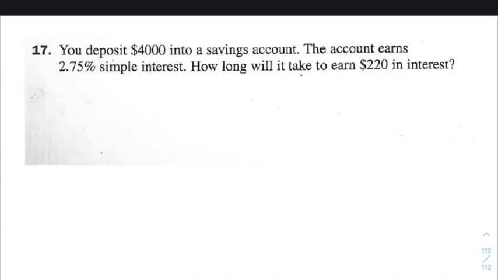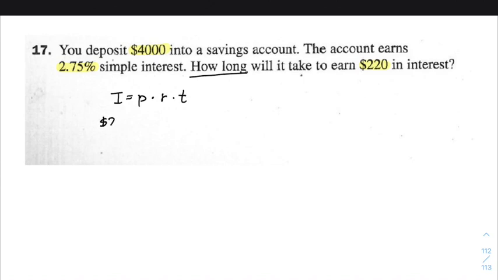Number 17 says, you deposit $4,000 into a savings account. The account earns 2.75% simple interest. How long will it take to earn $220 in interest? This problem is asking us to find the time. The important pieces of information are that the principal amount is $4,000, the interest is $220, and the rate is 2.75%. We can use this information in our simple interest formula to solve for the amount of time.